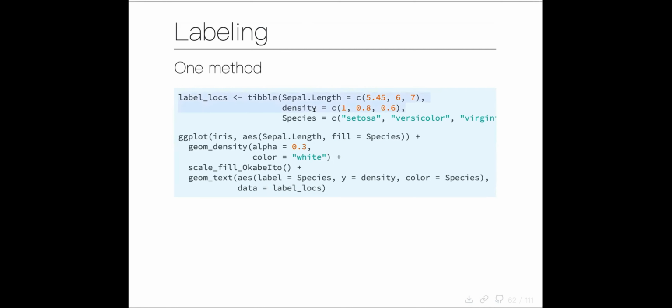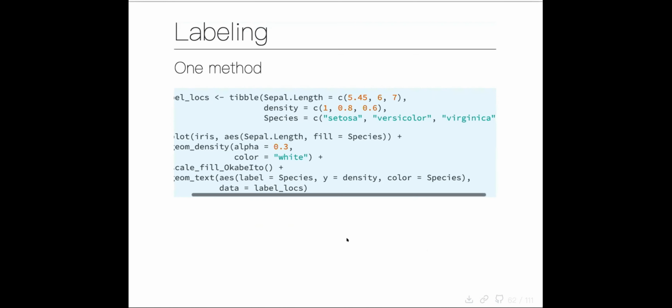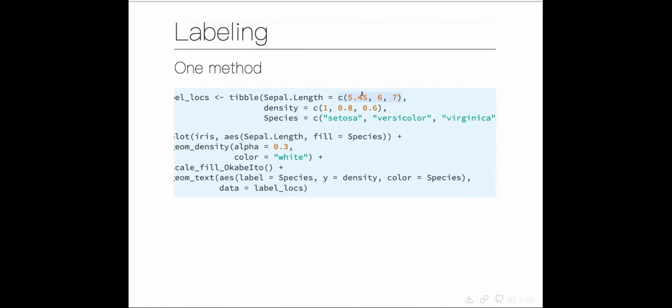I'm going to just create a new data set called label locs, the label locations. So if we look back here, sepal length, I'm going to say sepal length, and then I'm just going to put the values where I want those labels to be on the x-axis. Where do I want them to be? So I've said 5.45, 6, and 7.